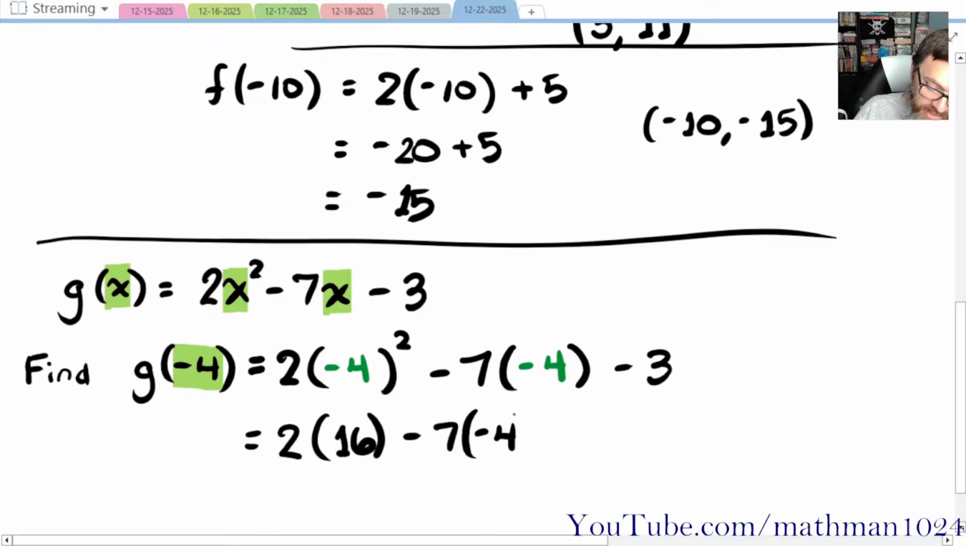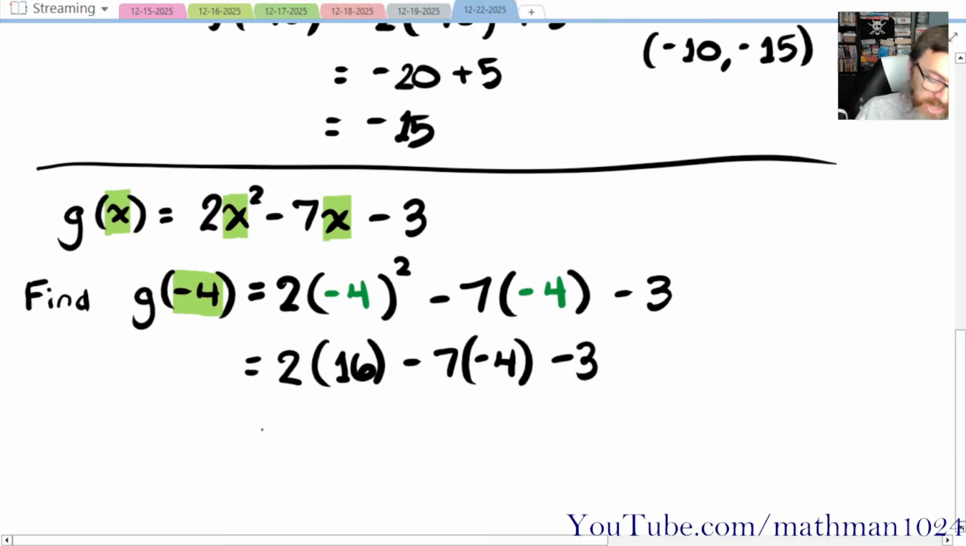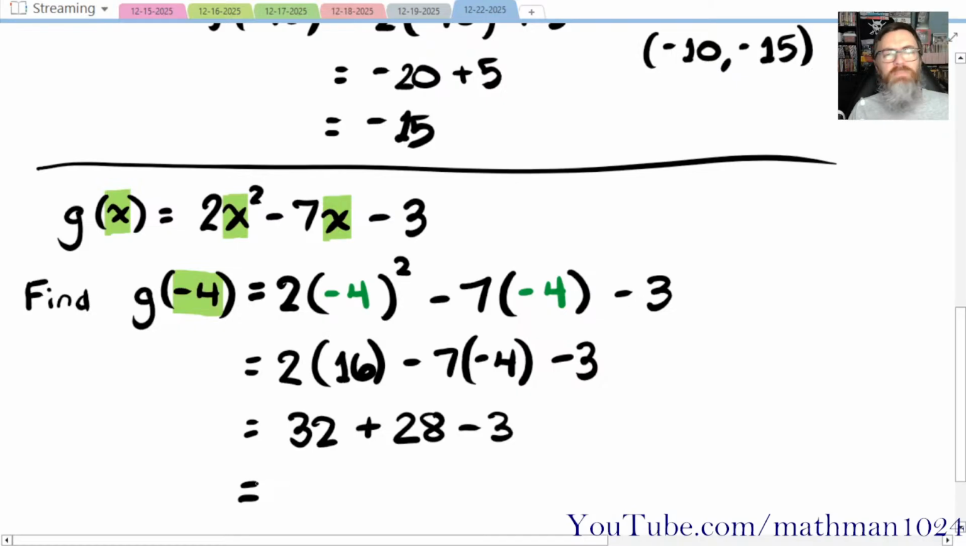Let me just write the rest of this stuff down right now. And now we're going to go through and do the multiplication. So 2 times 16 is 32. -7 times -4 is plus 28. And then we have -3. So finish, combine everything. 32 plus 28 is 60. 60 minus 3 is 57. So that's it.